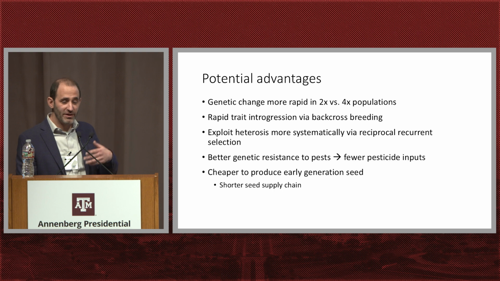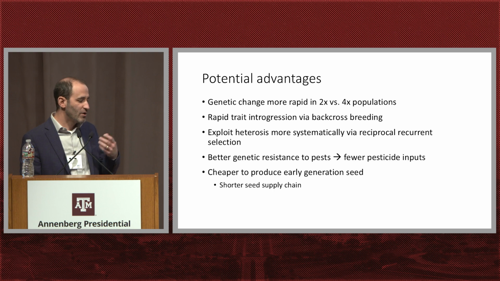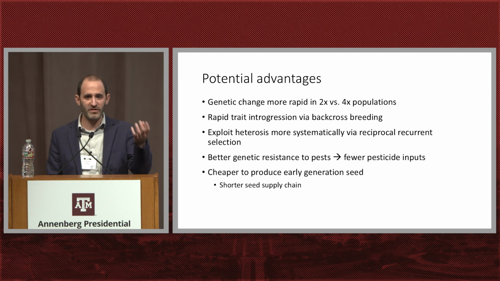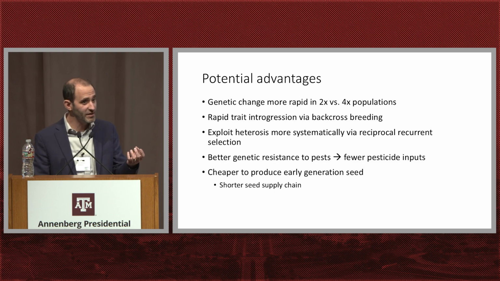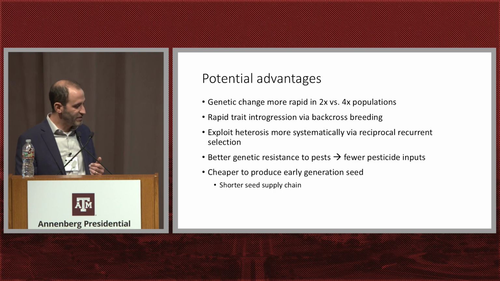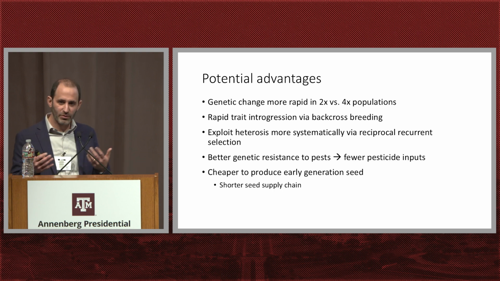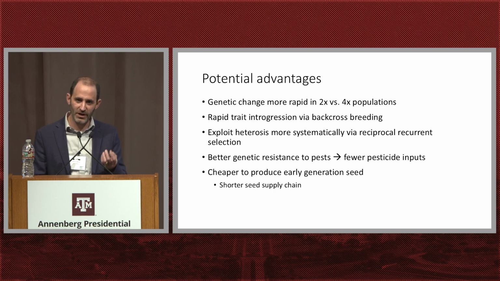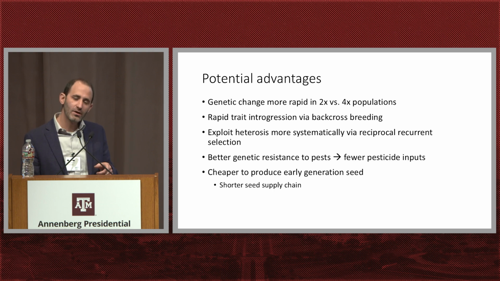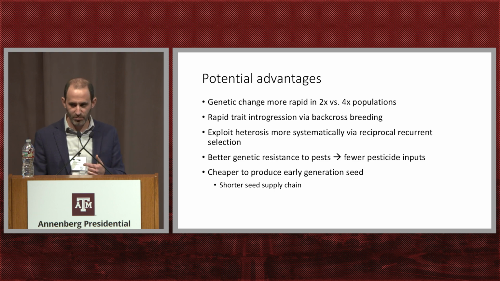These advantages will lead to higher value seed in terms of the genetic resistance profile. Growers will be able to reduce their pesticide inputs. That's good from a sustainability perspective. Of course, that will very likely lead to more expensive seed, and how that all plays out remains to be seen, but that should stimulate further investment in breeding for this new methodology. Another key point that's not so obvious to a breeder is that it's likely to be cheaper to produce the early generation seed for potato with a true seed variety compared to a typical clonal variety, and that's going to lead to a shorter seed supply chain.